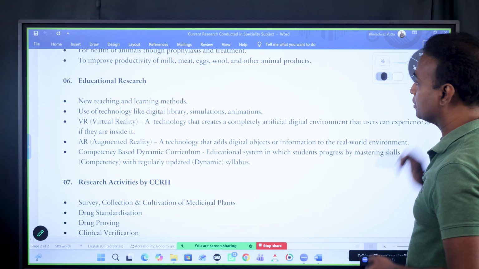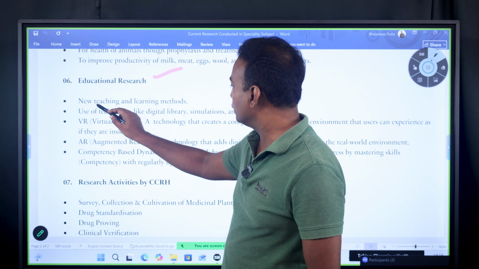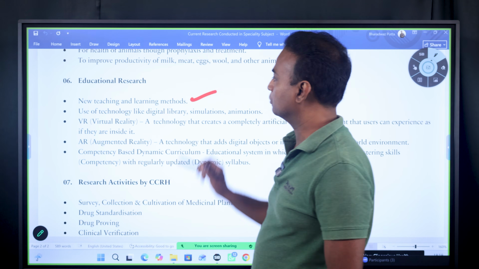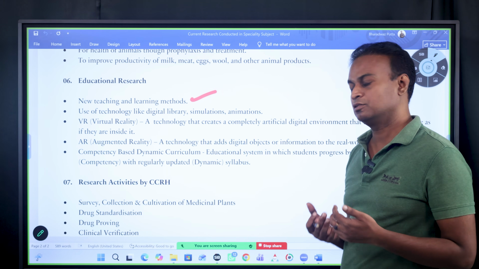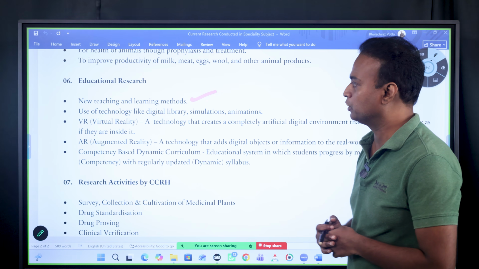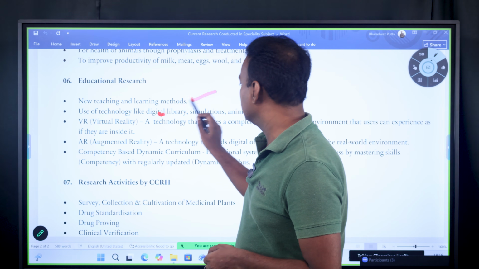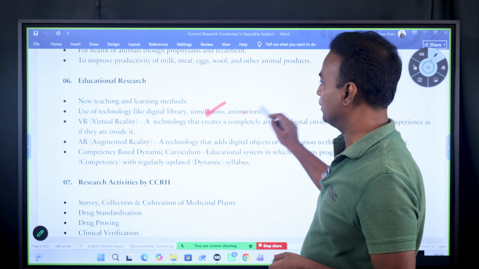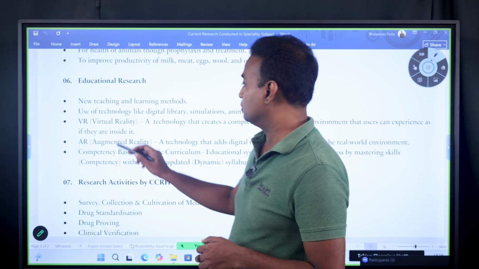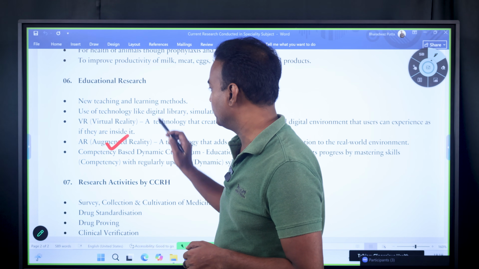What type of educational research is being conducted in homeopathy? New teaching technologies for learning. Old technologies no one is using, everyone is coming to a new technology. Use of technology like digital libraries, simulations and animations. Importantly, two things. One is virtual reality and augmented reality.